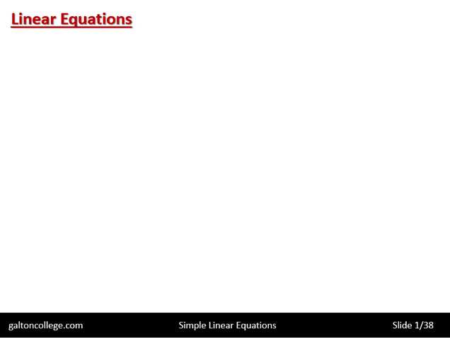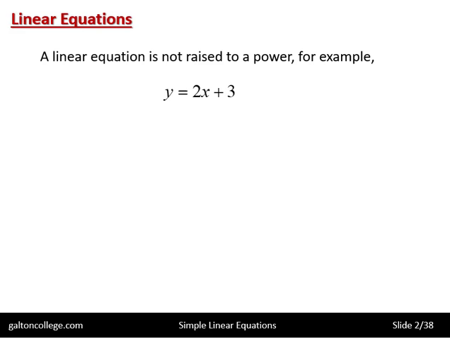And let's get into looking at some examples. A linear equation is not raised to a power. So for example, y equals 2x plus 3. There's no squared term or cubic term here. There's no higher power. There's an implicit power of 1, 2x to the power of 1. That's just 2x. But there's no 2x squared. There's no little 2 up here, or 3 or 4 or whatever.